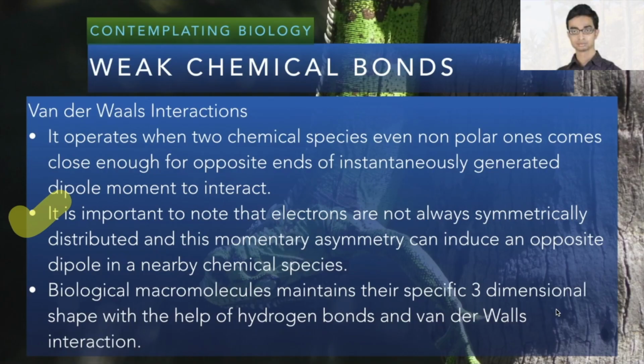Both Spider-Man and lizards have thousands of tiny hairs with numerous secondary projections at the tip of their limbs. This vastly increased surface area makes individually weak van der Waals interactions strong enough to support the creature against gravity. Biological macromolecules maintain their specific three-dimensional shape with the help of hydrogen bonds and van der Waals interactions.